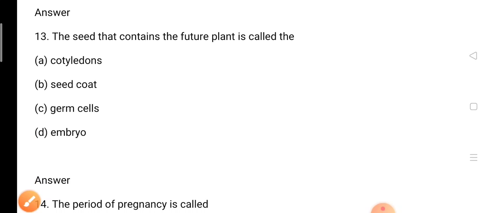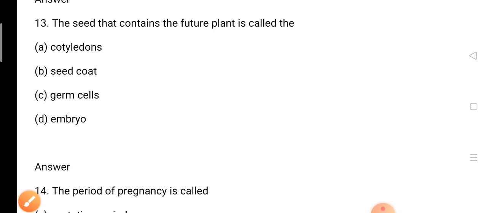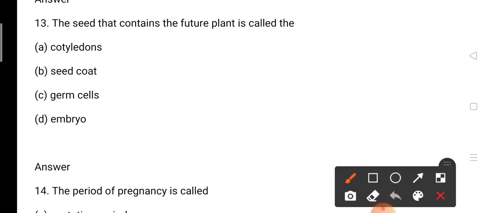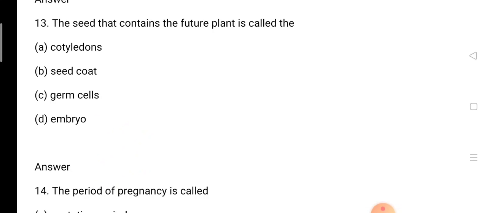Now the next question, the seed that contains the future plant is called the. So the options are cotyledons, seed coat, germ cells, embryo. So we have a correct option, that is embryo. Embryo is the part of seed that contains the future plant. It means option D is the correct option.